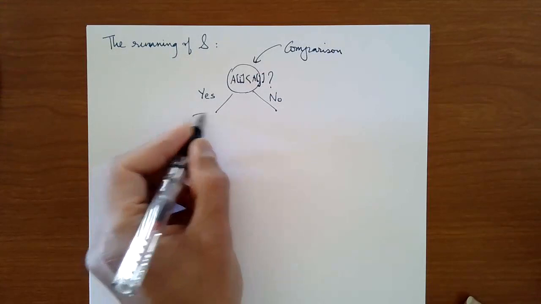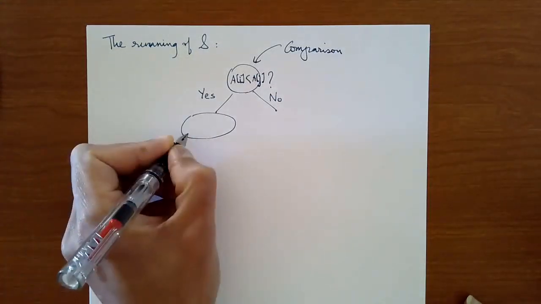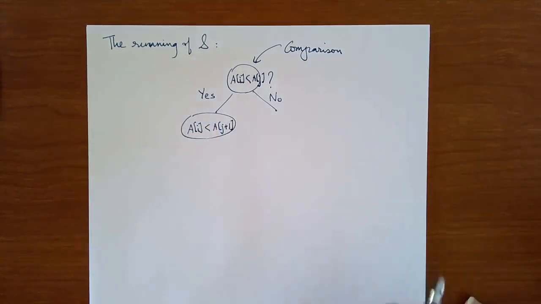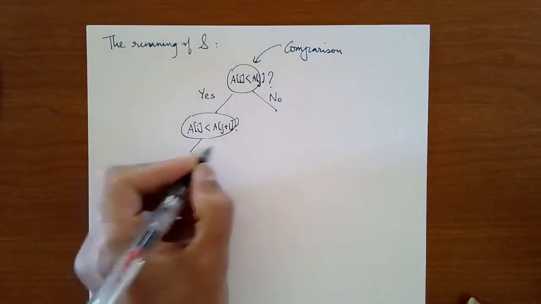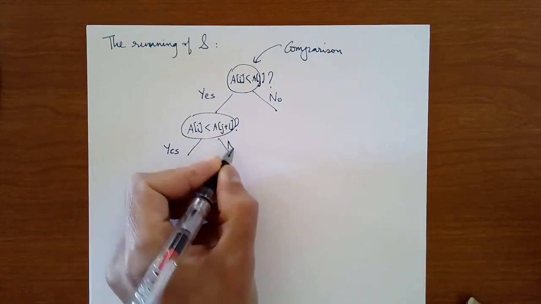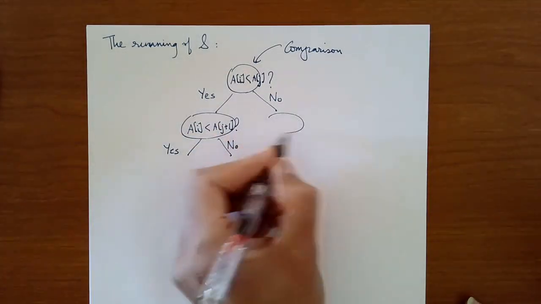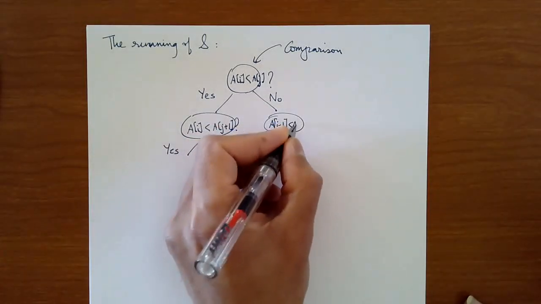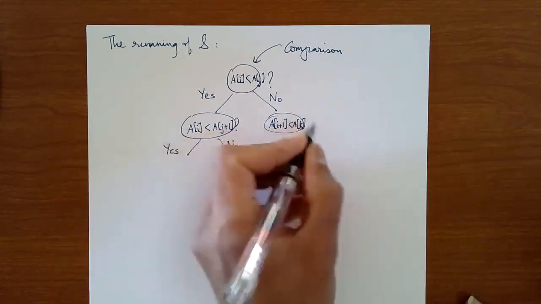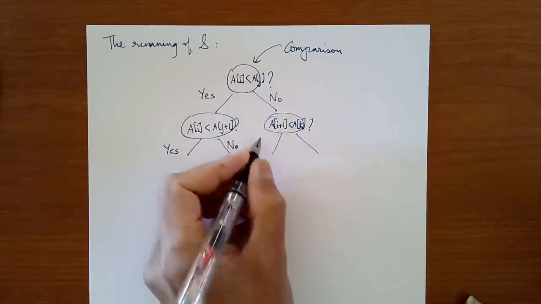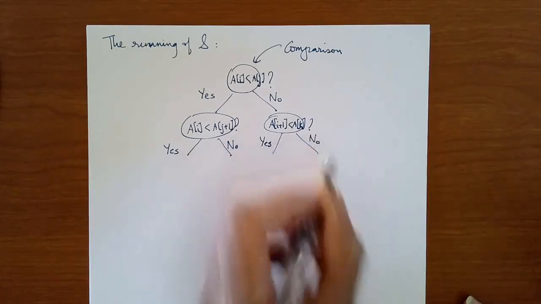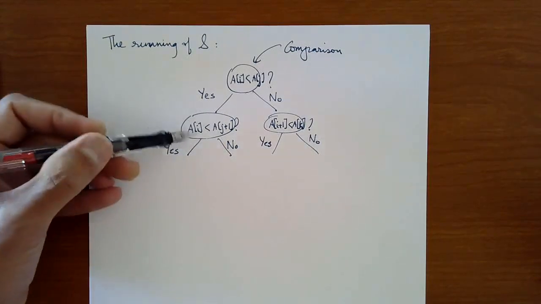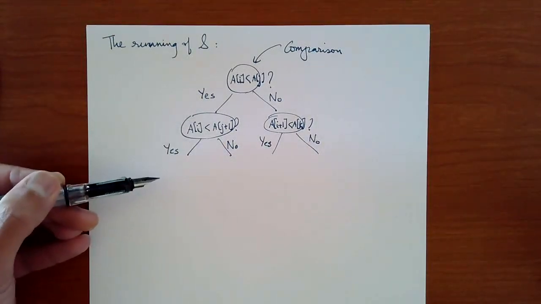Now, based on this comparison, it'll make another comparison. Maybe it'll say, is AI less than AJ plus 1 or something, whatever. And it's going to be yes or no. And maybe here what it does is it looks at AI plus 1 less than AK, and it will be, again, yes or no. Note that I don't care what data moves are being made. I'm just tracking what comparison is made by the algorithm.